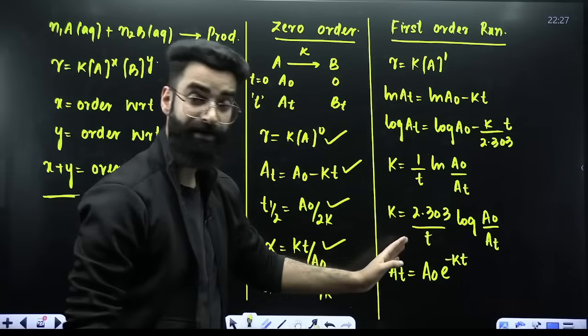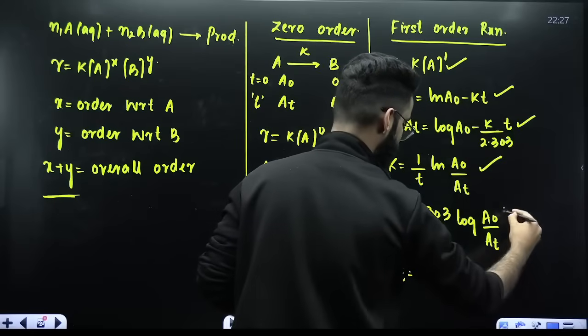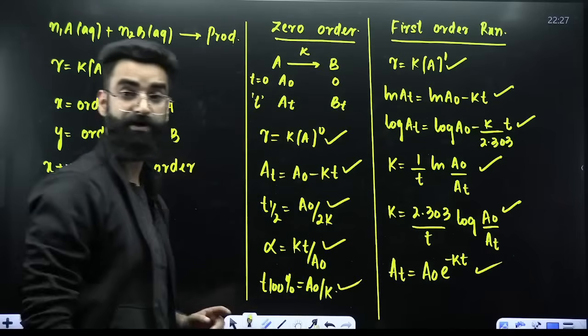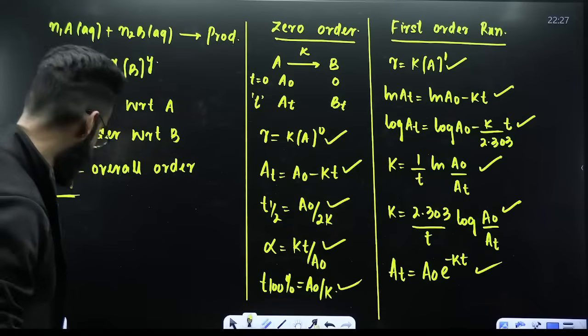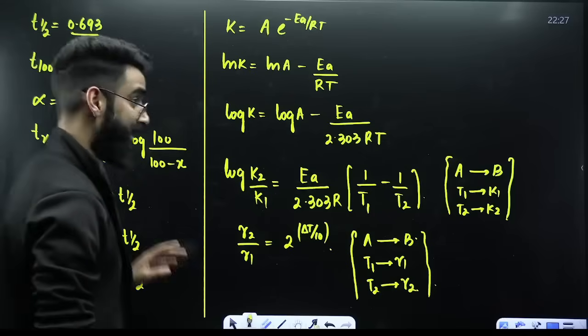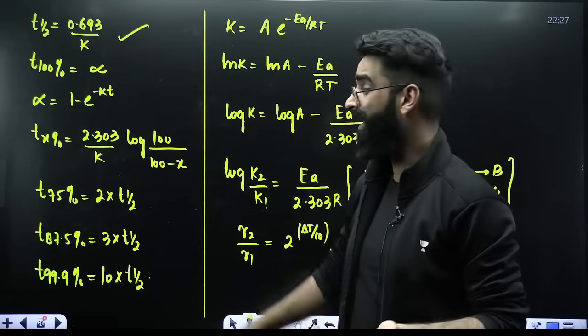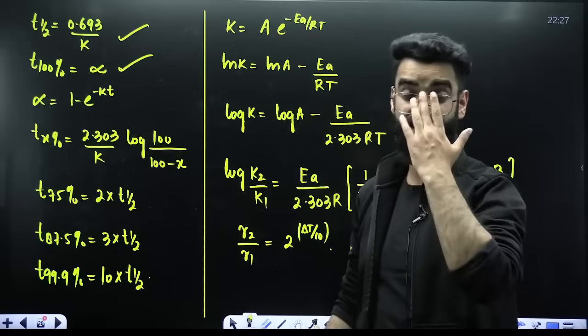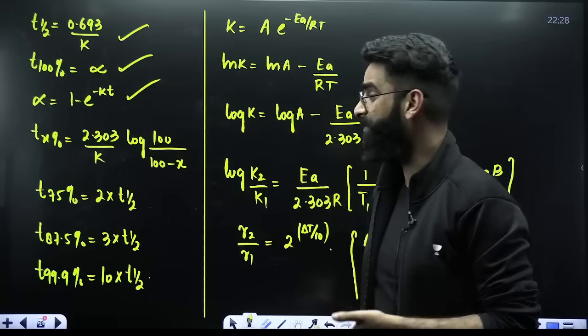Again, when it comes to the first order reaction, this is how you write the rate law. And these are the different formats of the integrated rate equations in case of the first order kinetics. You need to remember all of them. I have taught this in detail in the sessions, if you remember. Perfect. Similarly, half-life in case of first order is 0.693 by k. Completion time is infinite. That means a first order reaction never undergoes 100% completion. Alpha is equal to 1 minus e raised to power minus kt.